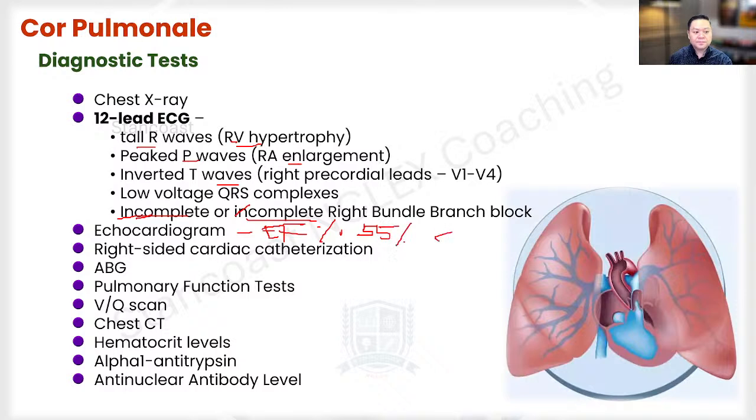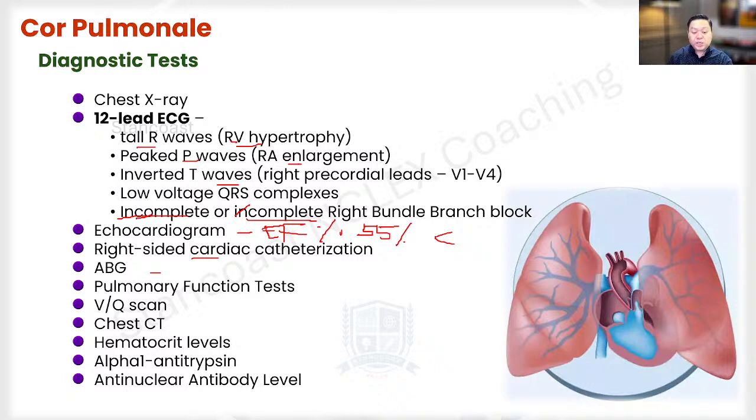Okay? And then there's also the right-sided cardiac catheterization, which will reveal the diagnosis, of course, that there is really a cor pulmonale. Also, it will assist the medical provider in diagnosing the pulmonary hypertension. And the ABGs will also give us an idea about the different imbalances in the partial pressures of oxygen and carbon dioxide, and also the pH. So this will help us in treating the patient's hypoxemia, so we can adjust the oxygen therapy, okay?